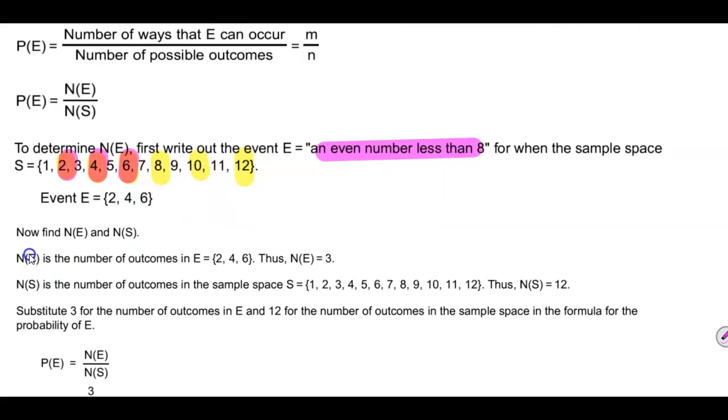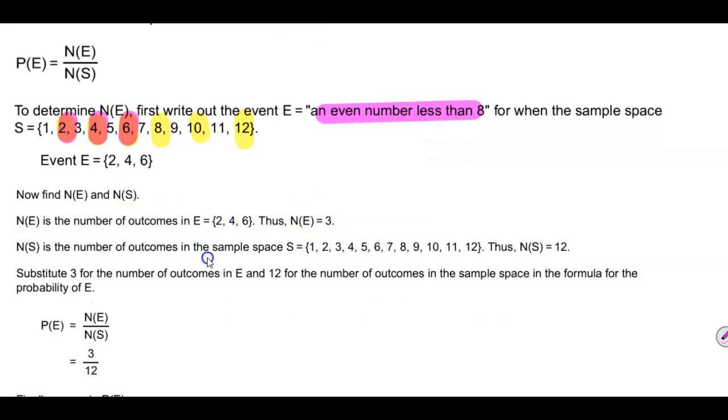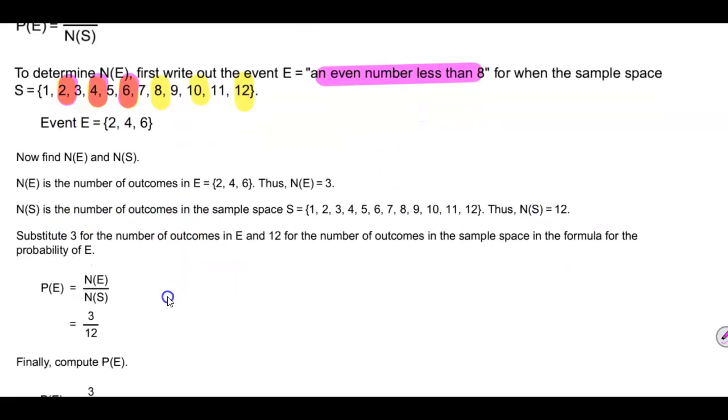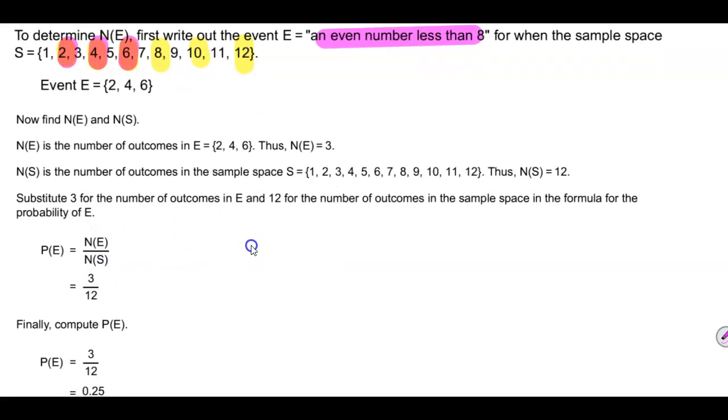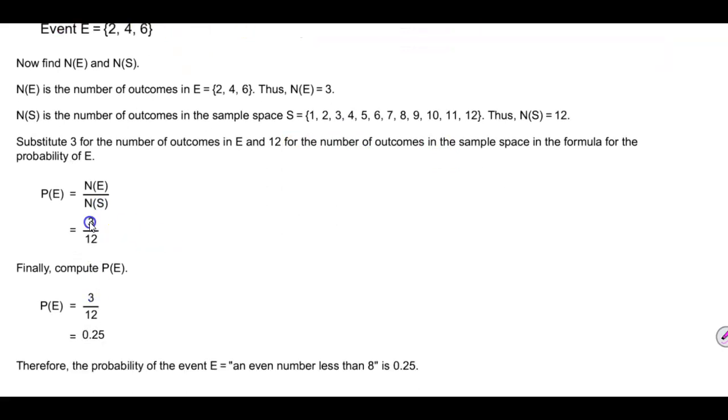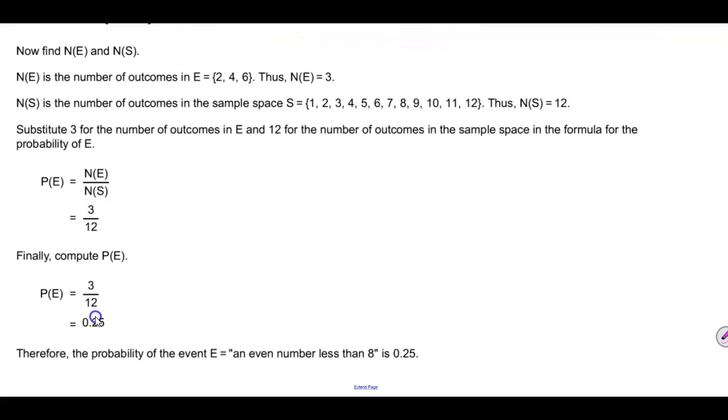So the number of even numbers that are less than 8, which is 1, 2, and 3, is the number 3. The total number of outcomes in the sample space is 12. So we're going to substitute 3 for the number of outcomes in event E and 12 for the number of outcomes in the sample space. So the probability would be 3 over 12, which results in 0.25. So therefore, the probability of the event E, which is equal to an even number less than 8, is 0.25.